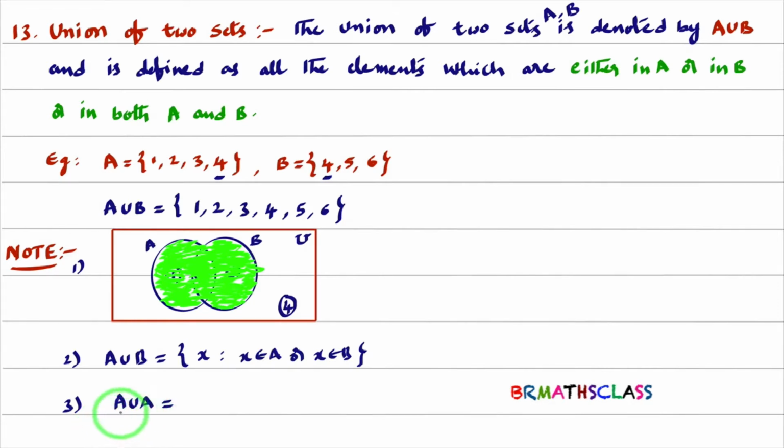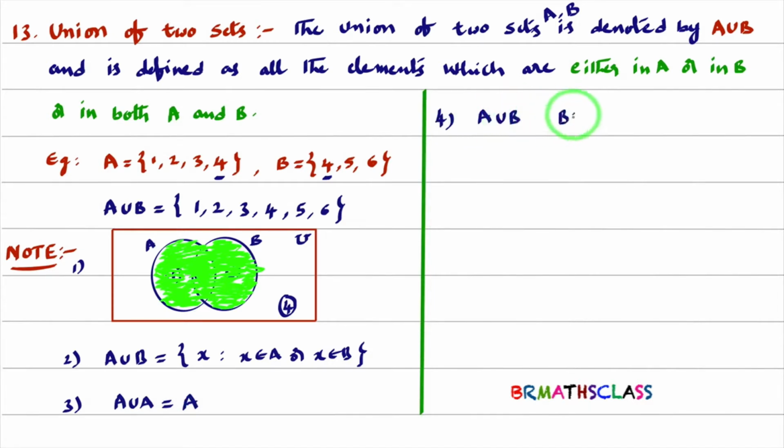Can you guess what we will get? A union A is A only. Fourth important point: what will you say about A union B and B union A?